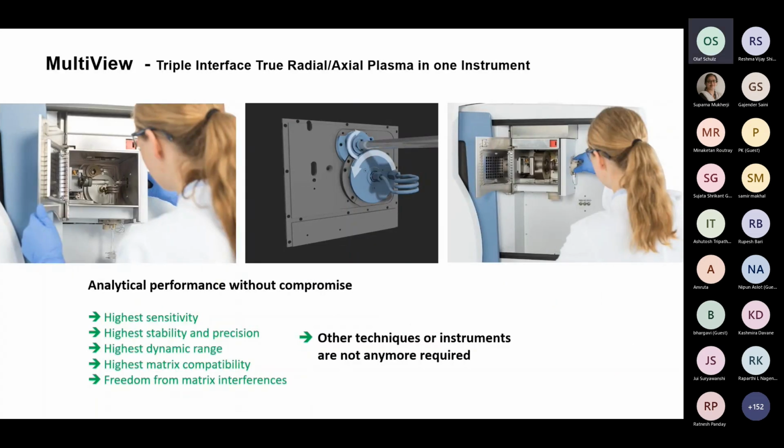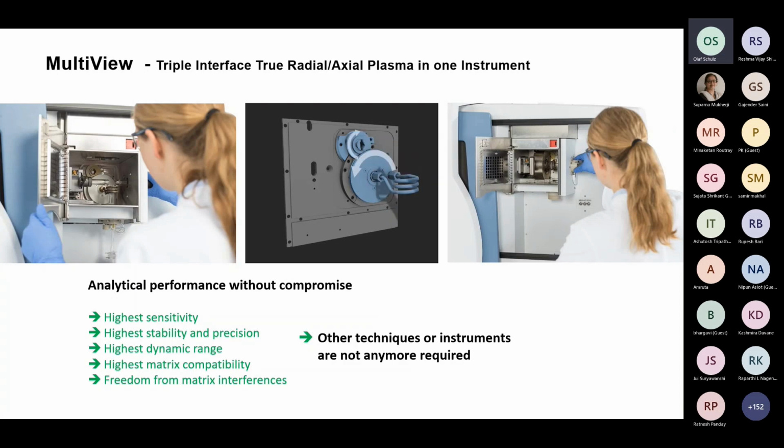So what to do if ultimate performance is required? Well, the answer to this question is in fact quite easy: just turn the plasma. Using the innovative multi-view technique, the plasma orientation can be altered. And to change from one direction into the other, simply the plasma torch is removed, the load coil is turned, the interface changed, and the torch reinstalled. And all of this requires about 90 seconds, and the instrument is turned from a dedicated radial into a dedicated axial instrument.